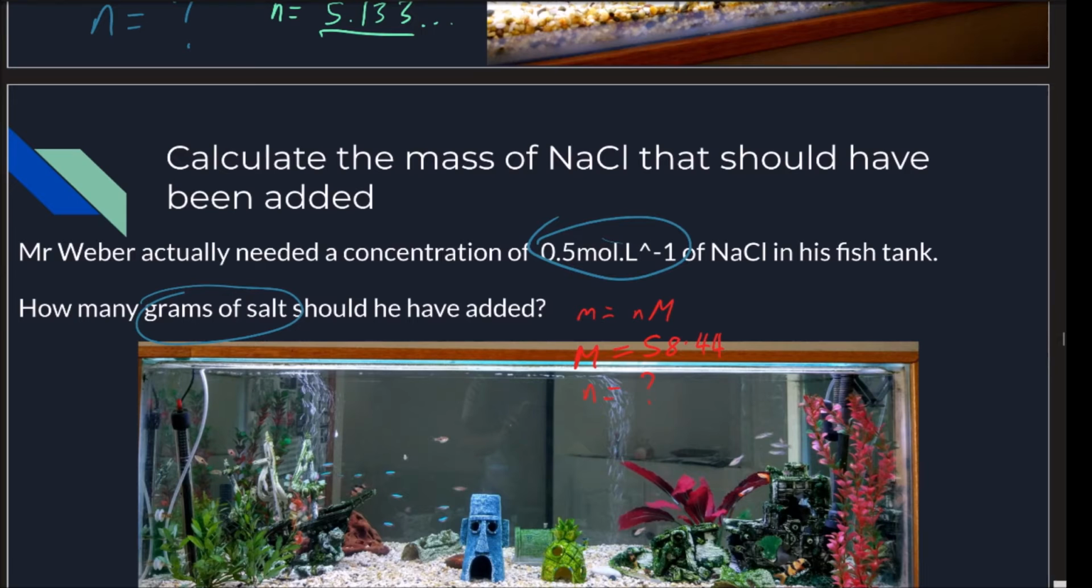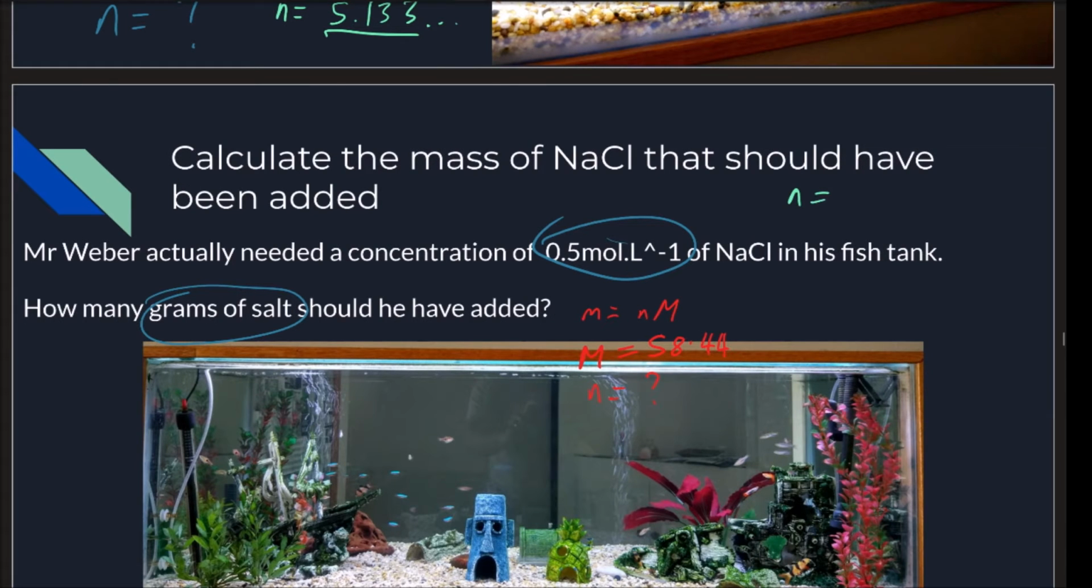So the equation that we can use there, n equals CV, or curriculum vitae, however you want to remember this equation, and our concentration was given, okay, so equals 0.5 times the volume of the tank, which is also given in the last question, times 300, and that will give us number of moles as being 150 moles.